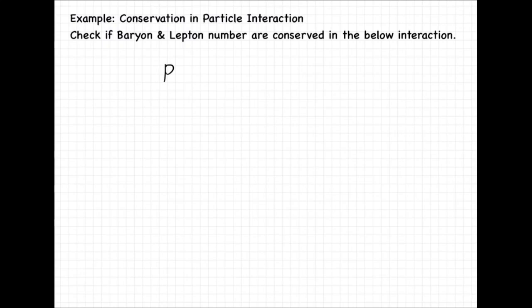Proton decays into neutron, positron, and an electron neutrino. Anyone know what this is? Beta decay. Do you remember if it's beta positive or beta minus? Which way around we defined it? Minus because it is.